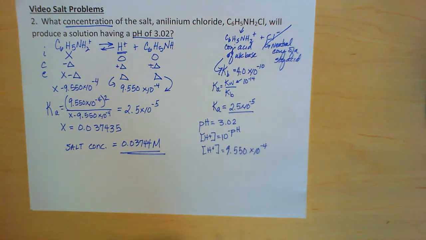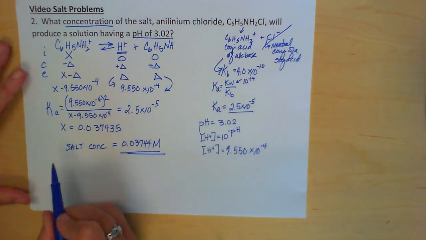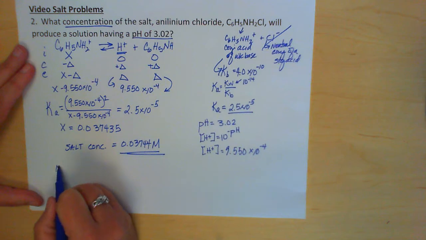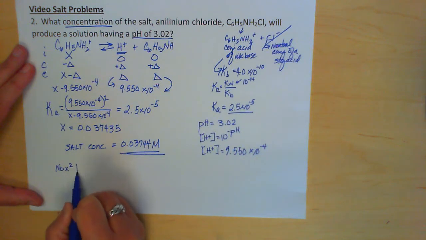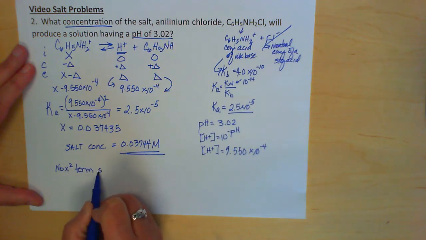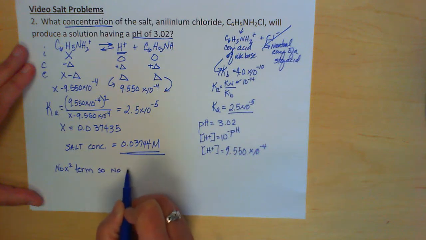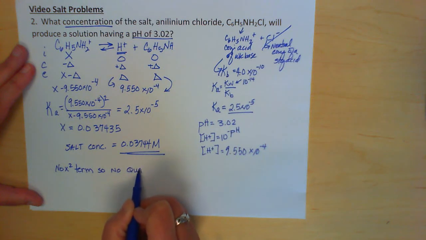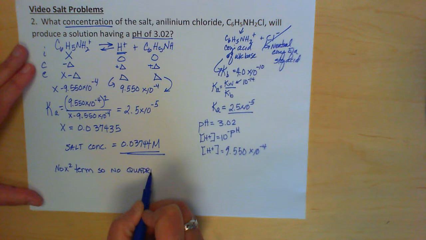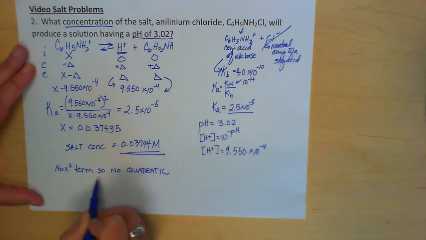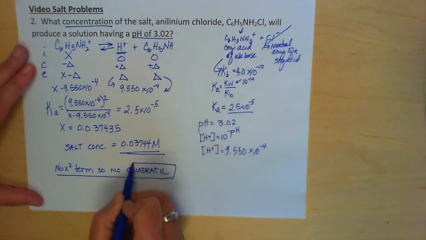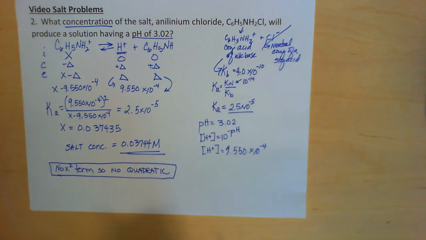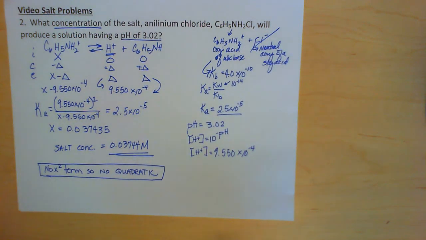So this is how we calculate the salt concentration. Now, one other statement is we did not have an x squared term, so no quadratic. Everybody tries to run this through the quadratic, but just remember, if you don't have an x squared term, you cannot use the quadratic. So the math is actually a little easier for this problem. Okay?